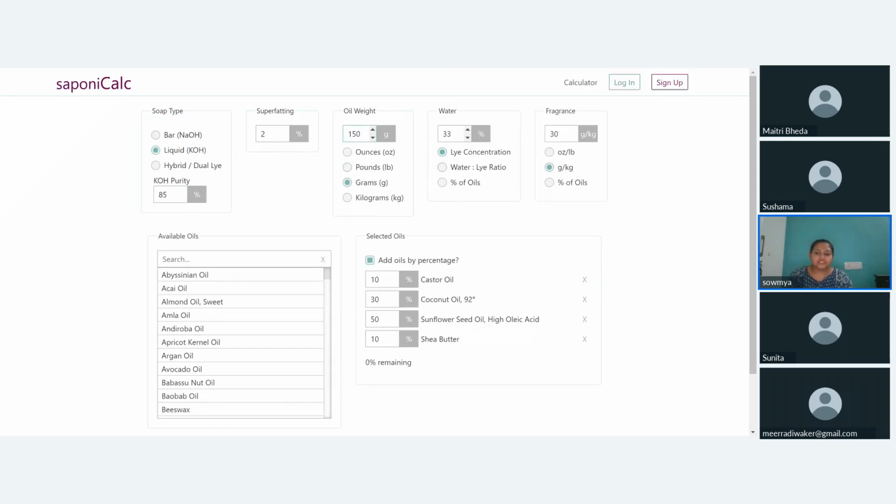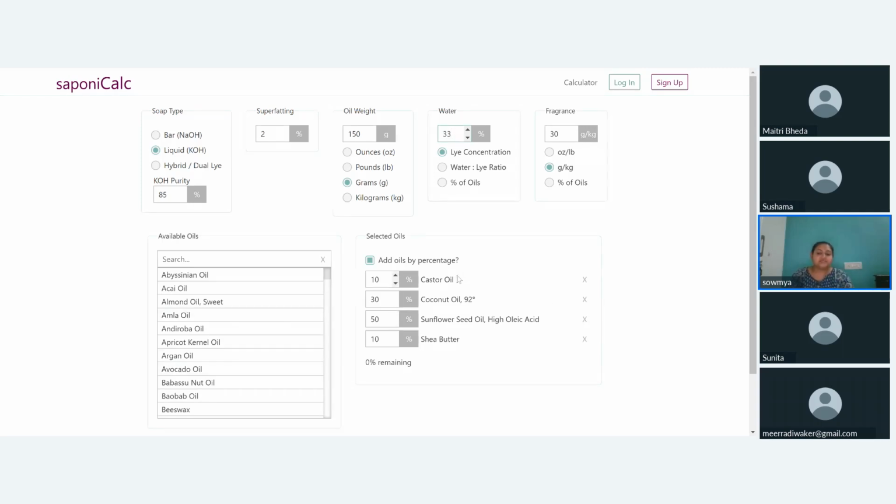And our lye concentration, we will keep at 33. Even a 35%, 35 or 36, we can also do. Okay, we will keep it at 33 so that we won't disturb things. Fragrance, we will add at 30 grams per kg. Then oils we can select.